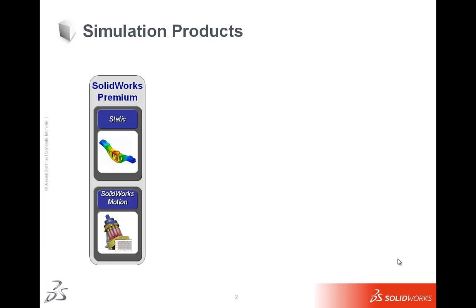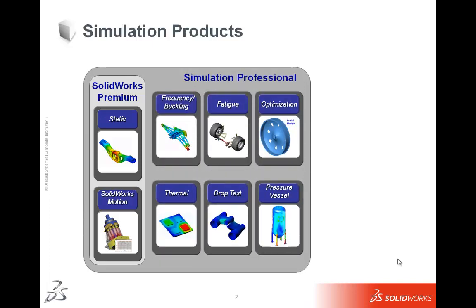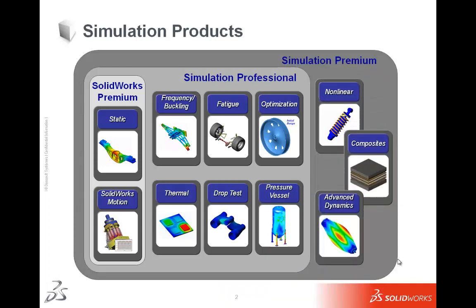As some of you may know, simulation comes in three different flavors with SolidWorks. The highest level of SolidWorks you can purchase is SolidWorks Premium, which offers our static solver, our static analysis, as well as SolidWorks Motion. Leveling up from that, we have Simulation Professional, which covers these six additional topics: frequency, fatigue, optimization, drop test, thermal, pressure vessel. And then our highest level of simulation is Simulation Premium, which covers nonlinear studies, composites, advanced dynamics. For today's Lunch and Learn, we're going to be covering Simulation Professional.